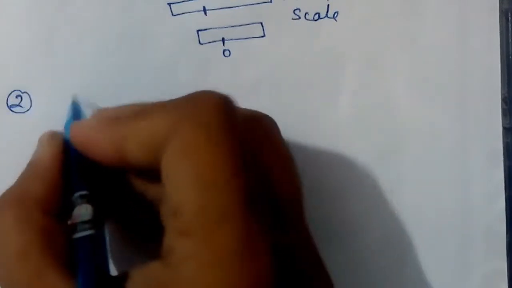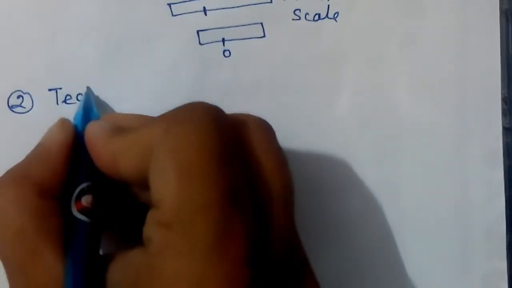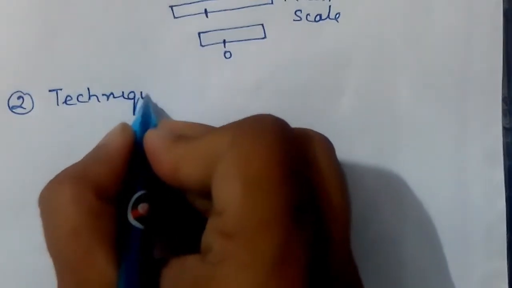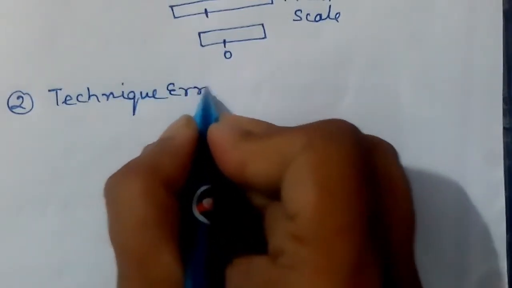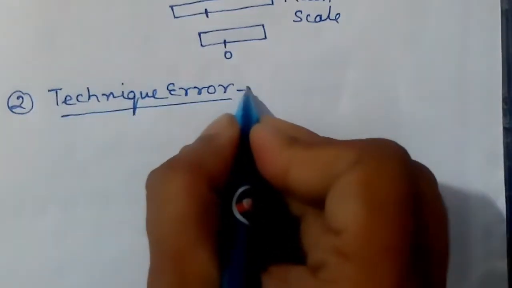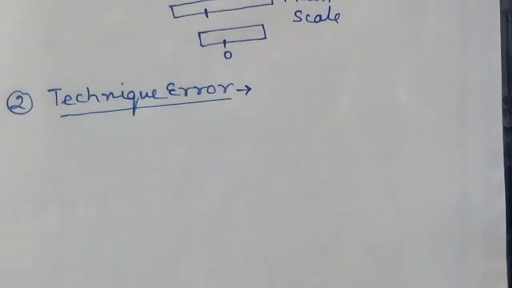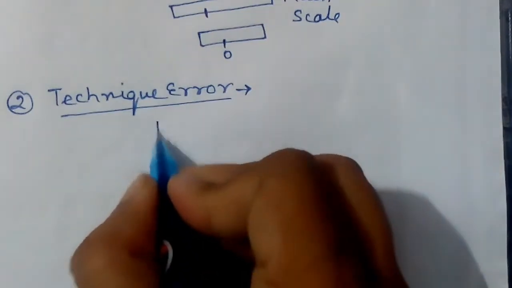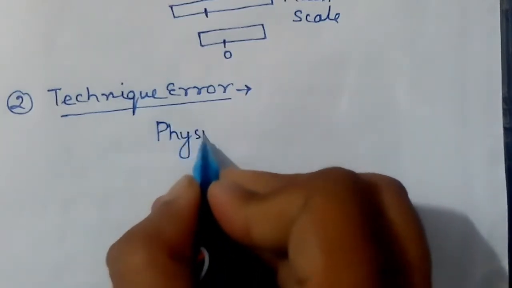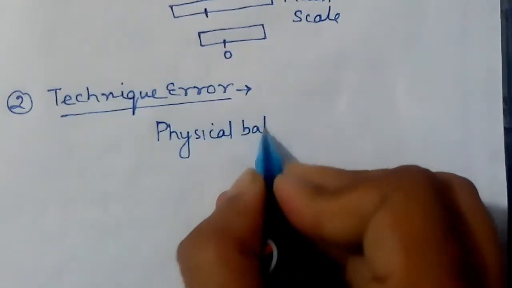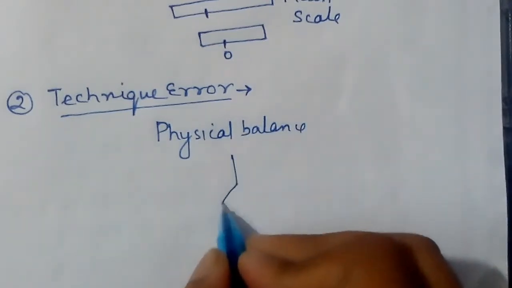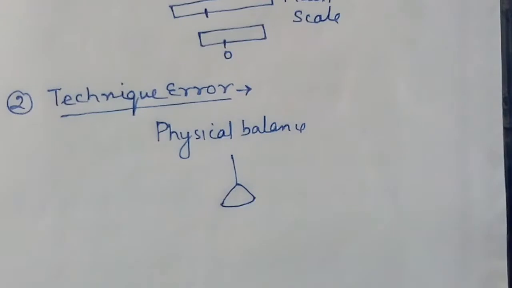Second is technique error. Technique error means whatever principle or technique we are using, that is not perfect. Now suppose when we are measuring certain mass of a body with a physical balance. So in case of a physical balance, we have a pan here. This one is a pan.